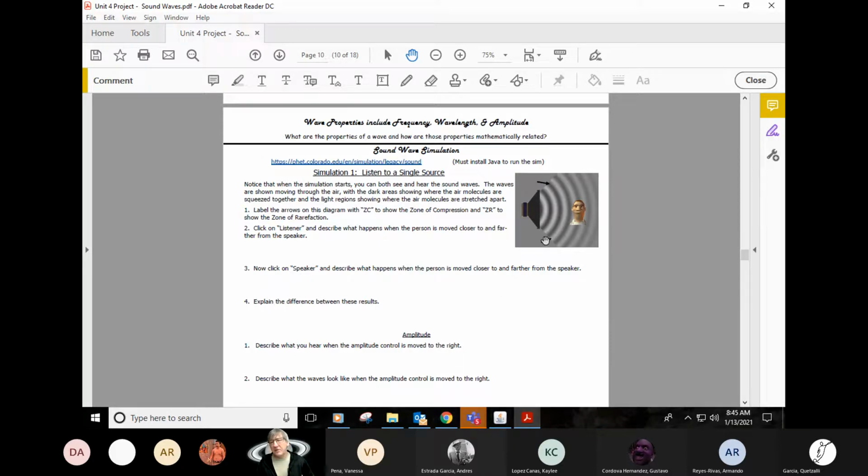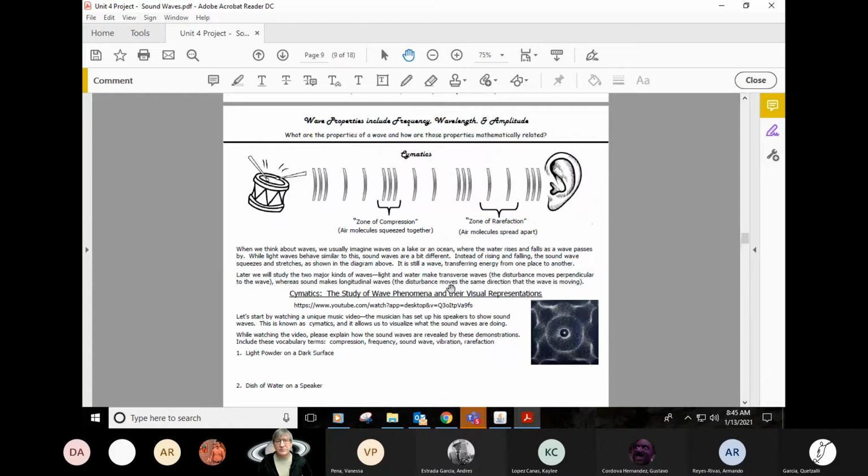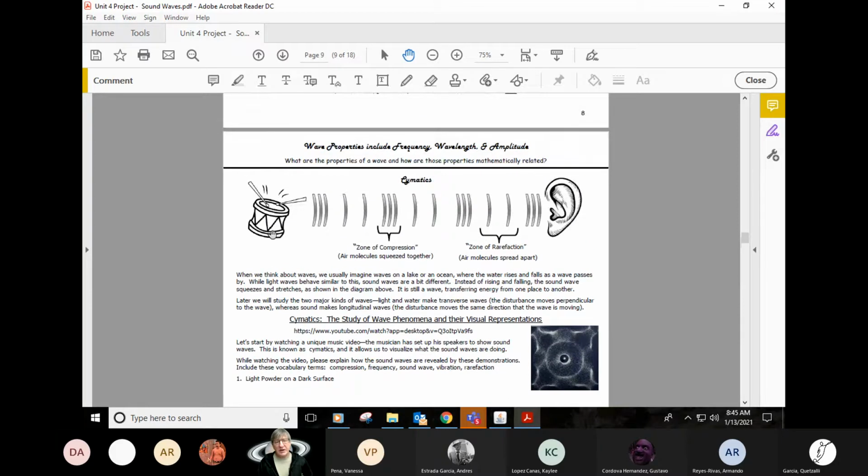So hopefully you've remembered to label these 2 arrows. Which one is showing the zone of compression? Which one is showing the zone of rarefaction? And let's review what that means. Here's a diagram showing a drum vibrating, which vibrates the air molecules and sends a sound wave through the air molecules to hit your eardrum.